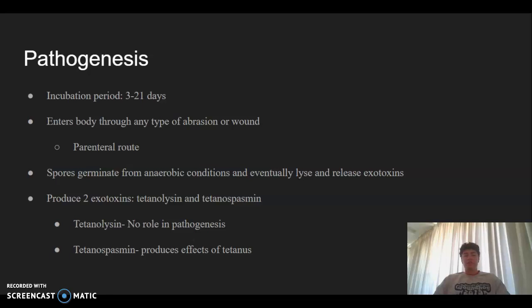Once the spores are in the tissue, they germinate from the anaerobic conditions and eventually lyse and produce two toxins. The two exotoxins that are produced are tetanolysin and tetanospasmin. Tetanolysin has no role in pathogenesis, but tetanospasmin is what produces the effects and symptoms of tetanus. Tetanospasmin is one of the most potent toxins known to man. 2.5 nanograms per kilogram of body weight is enough to make that toxin lethal to the human body.